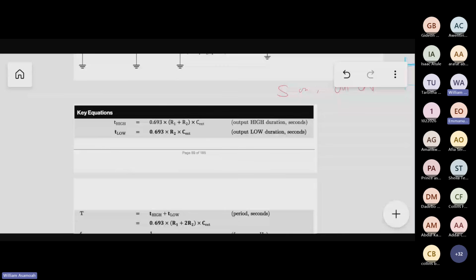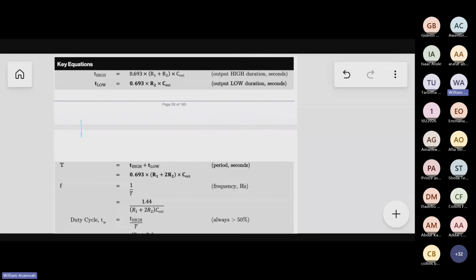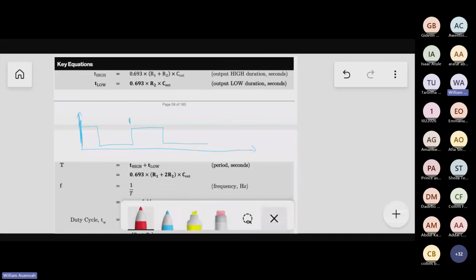So these are the equations we use in designing a 555 timer circuit. You don't need to understand how it works. All you need to know is that the equations work, and so you're using them. So this duration is what we call the T high. So here and here is called T high.